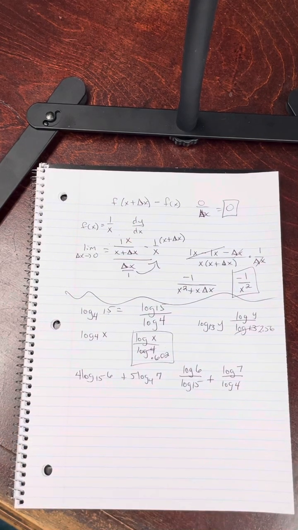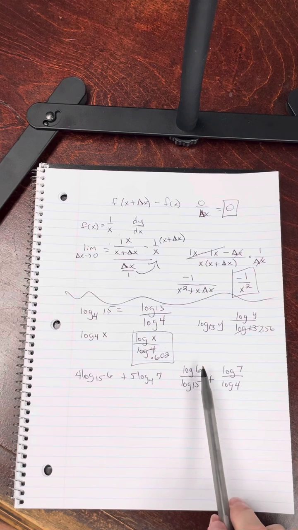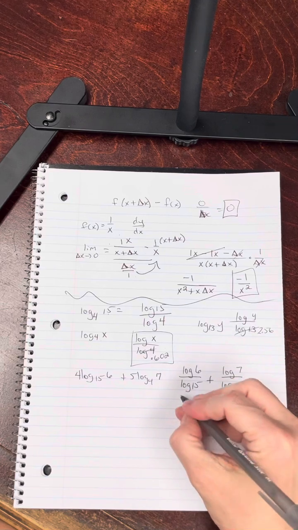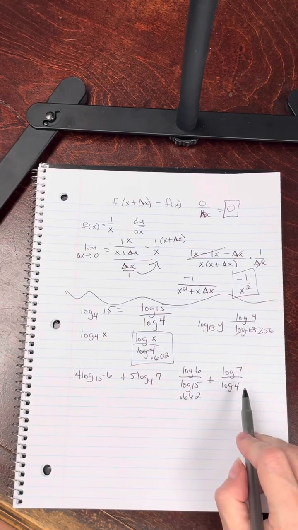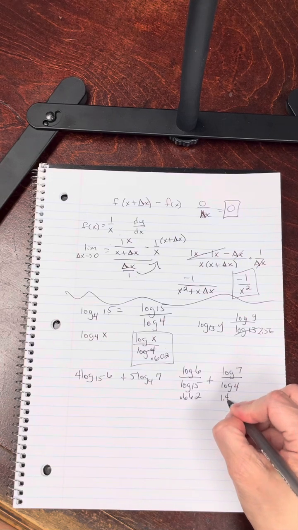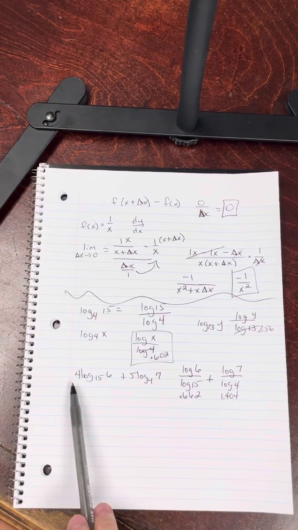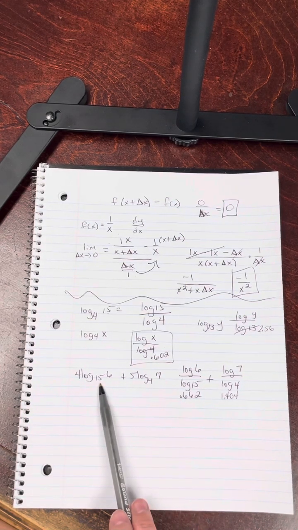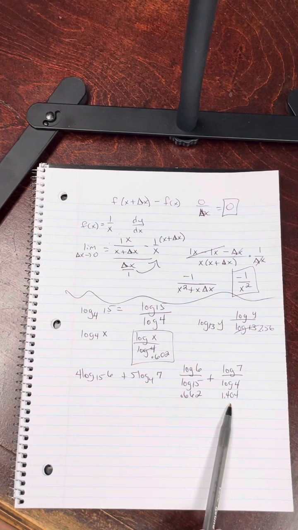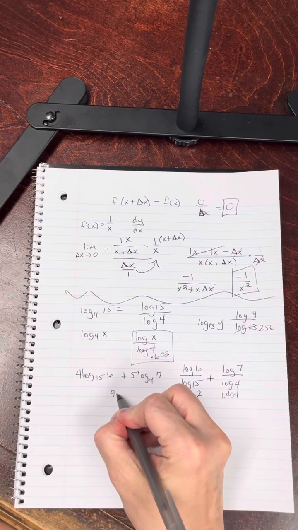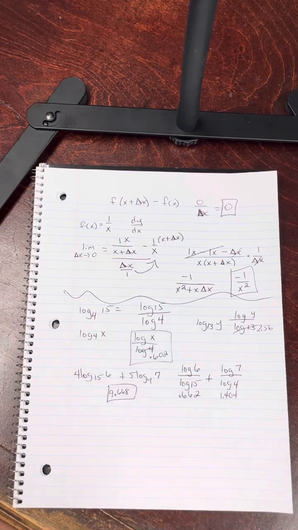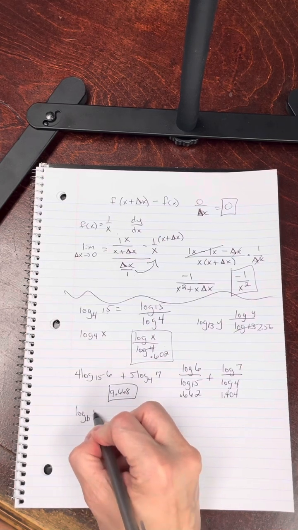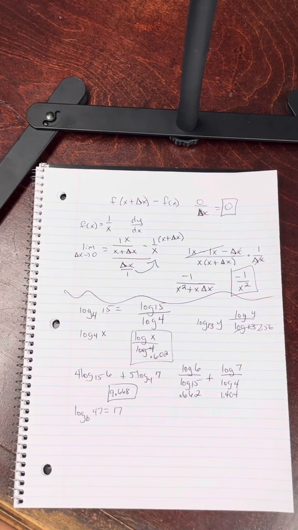Now, both of those can be turned into decimals. So on the calculator, log of 6 divided by log of 15 should come out 0.662 or something close to that. And then log of 7 divided by log of 4 should give you something close to 1.404. So now we go back and we do 4 times the 0.662 plus 5 times the 1.404, and you should get a final answer then of 9.668.